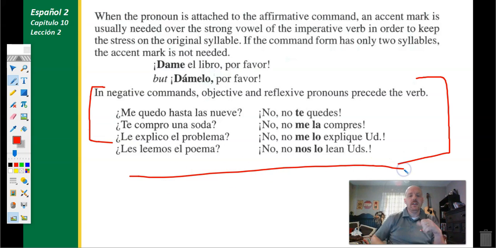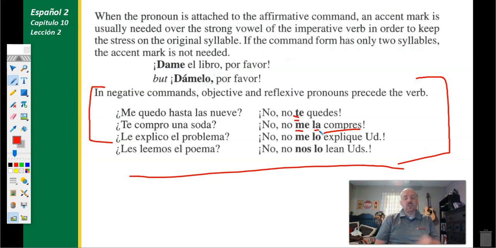Look at the examples right here on our slide. Me quedo hasta las 9. Do I stay until 9? No, no te quedes. No, do not remain or do not stay. So you can see that reflexive pronoun there comes before the conjugated verb, not after, because it's a negative command. Te compro una soda. Do I buy you a soda? No, no me la compres. No, don't buy me it.